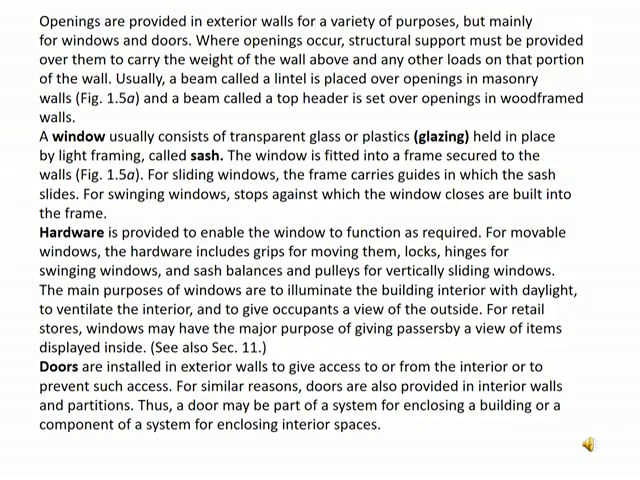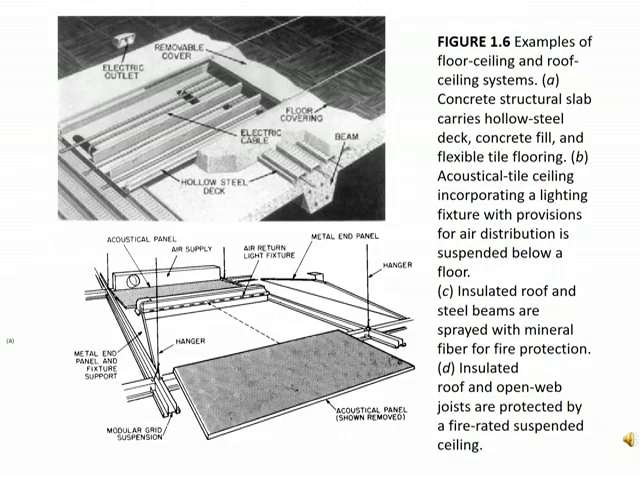So you see that in the diagram, floor-ceiling and roof-ceiling systems. A is a concrete structure slab carried by a hollow steel deck, concrete frame, and a flexible flooring. B is a suspended ceiling, incorporating lighting features with provision for air distribution suspended below the floor. C is an insulated roof, and the steel beams are sprayed with mineral fiber for fire protection. And D is an insulated roof and the open web joists are protected by a fire-rated suspended ceiling. So those are examples of the floor-ceiling and roof-ceiling systems.